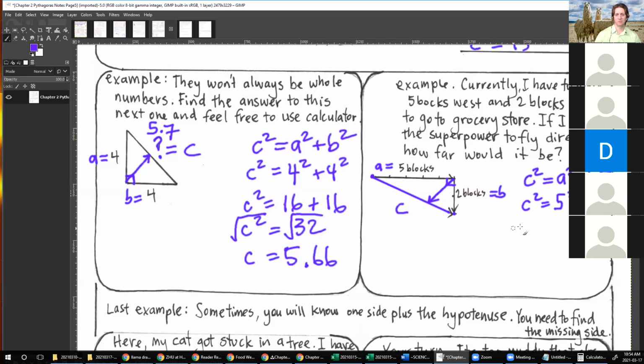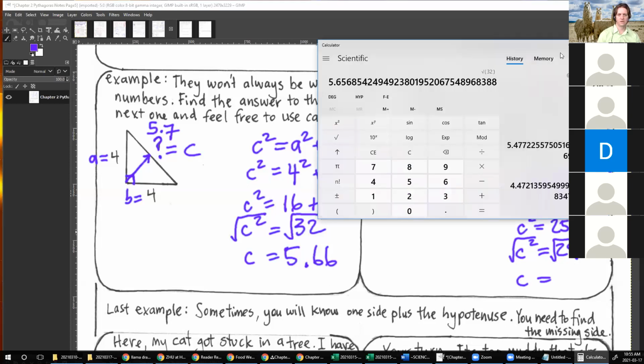Now I'm going to start crunching some of these numbers. This is going to be 25, because it's 5 times 5, right? 5 squared is 5 times 5, and 2 squared is 2 times 2, which is 4. C squared is equal to 29, so it's going to give me this weird decimal, but that's fine. I'm going to take the square root of both sides. So the square root of C squared is just C. And so I'm going to use the calculator, which I have to find. Here we go. 29. And I'm going to get the square root button. 5.4. All right, no problem.